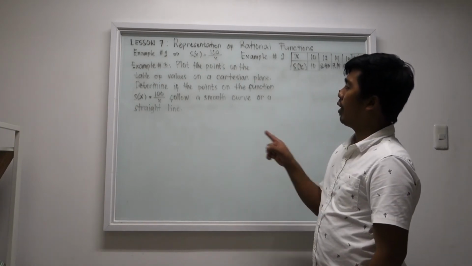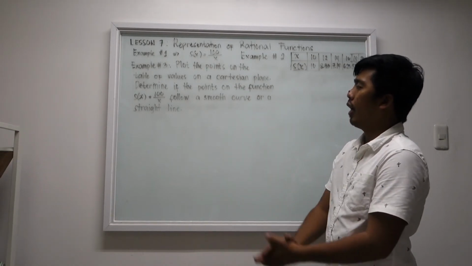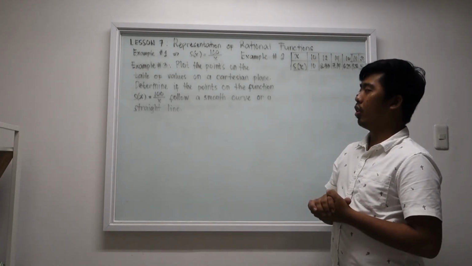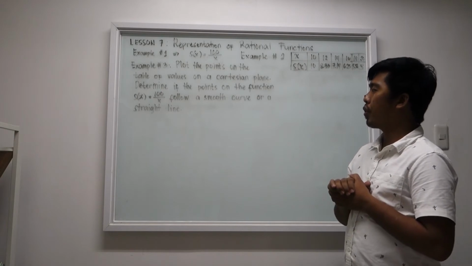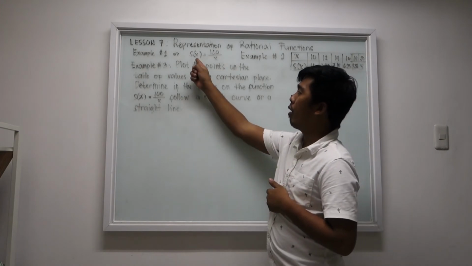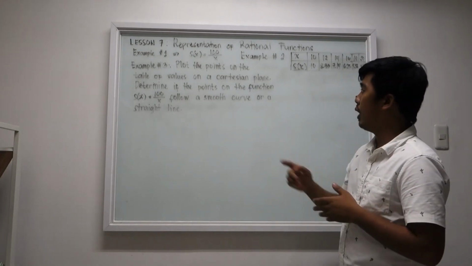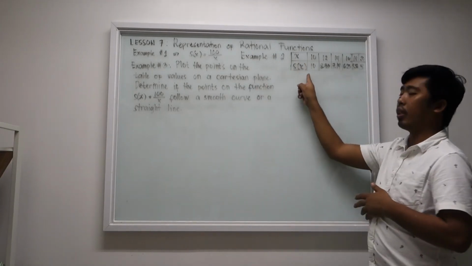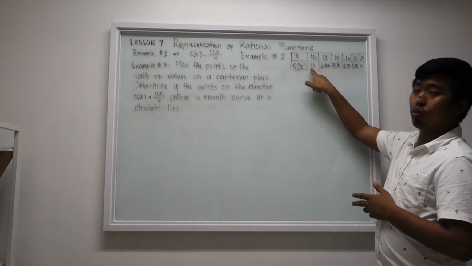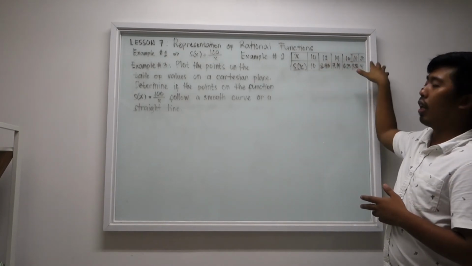Example number 3: plot the points in the table of values on a Cartesian plane and determine if the points on the function s of x equal to 100 over x follow a smooth curve or a straight line. As we remember, in example number 1, we have the function s of x equal to 100 over x as a representation for the speed. And for example number 2, we have a table of values. Here, for 10 seconds, that would be 10 meters per second.